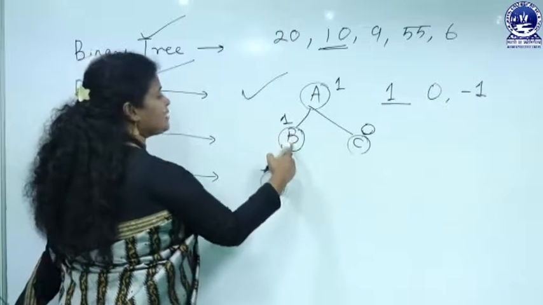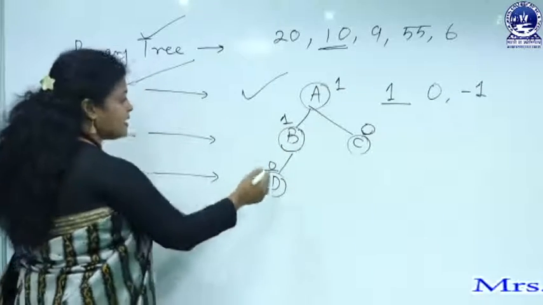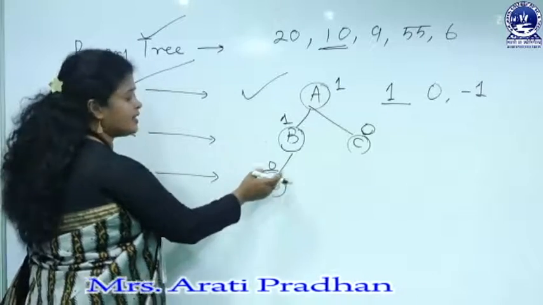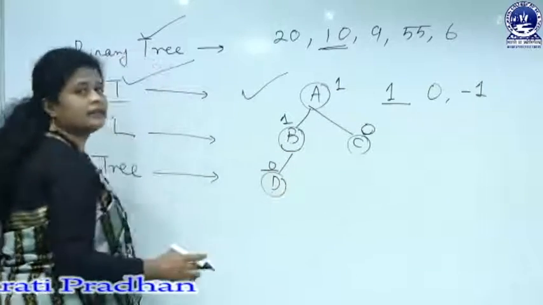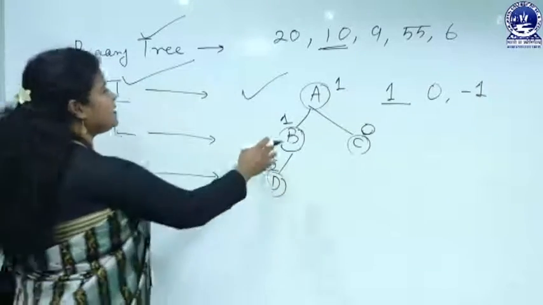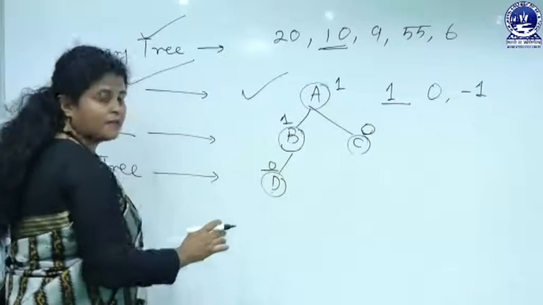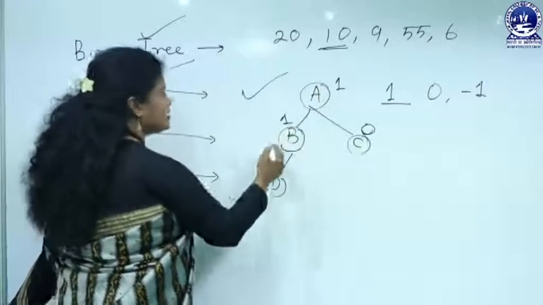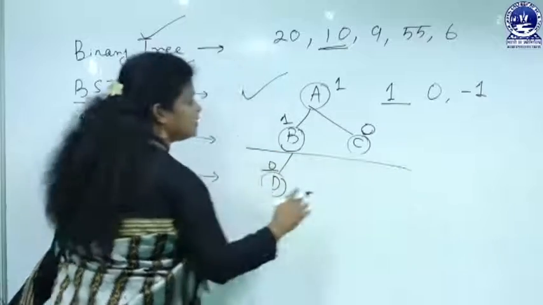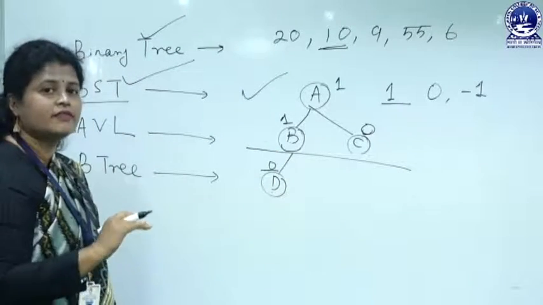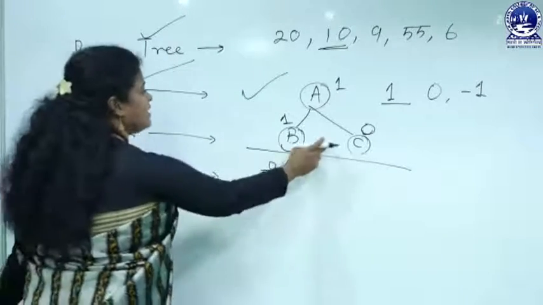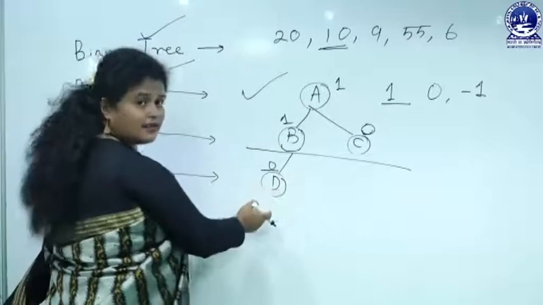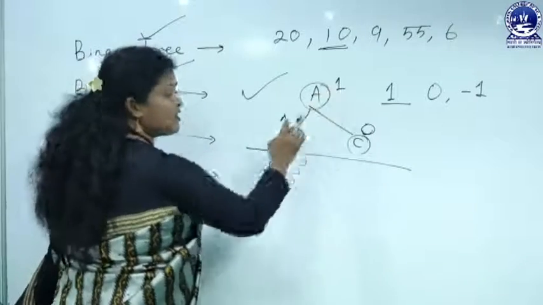The balancing factor of B is 1. Why? Because it is having one extra node at the left side and it is not having any node at the right side. That's why the balancing factor of B is 1. The balancing factor of A is 1. Why? Because up to this much the level of the leaf is same, left child, right child, but it is having one extra node at the left subtree. That's why it is 1.